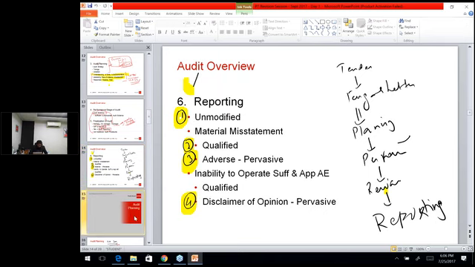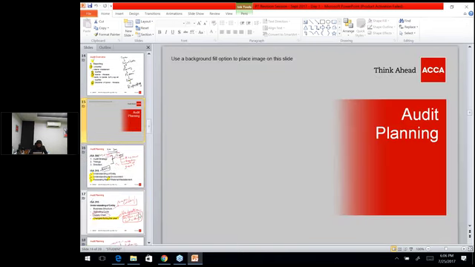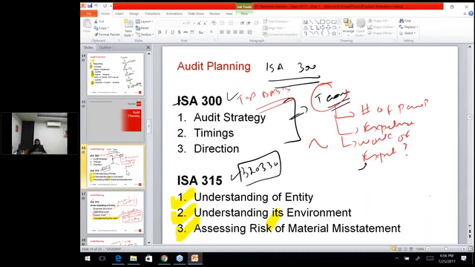Then we moved further. We talked about audit planning, and at the planning stage of the audit, we develop a general audit strategy. We plan out the resources that need to be used for the audit. Then at the same time, we apply ASA 315, which is about understanding the entity and its environment and assessing the risk of material misstatement.